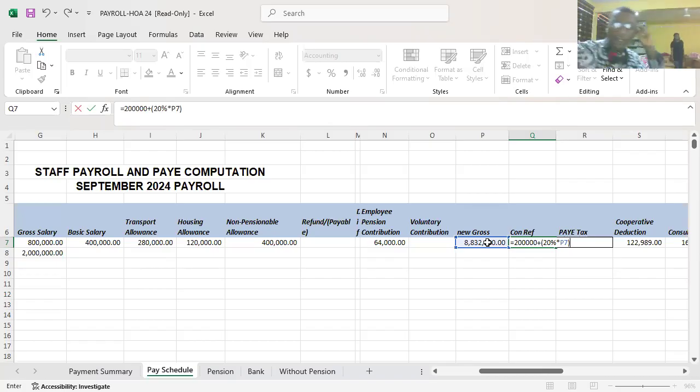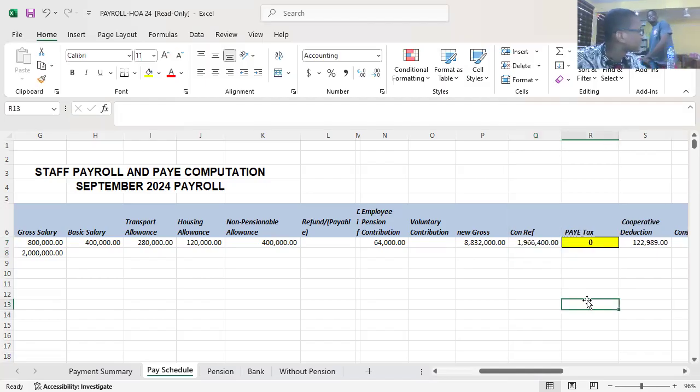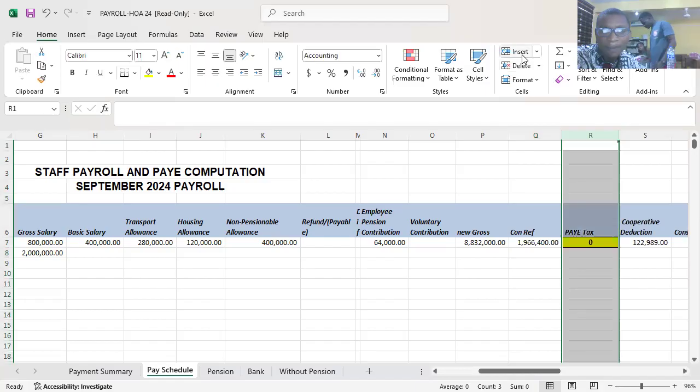Okay, so multiply by the new gross and you press enter. Do you get it now? 200,000 plus 20% multiplied by the new gross. So once you click enter, that will give you your relief. So your relief is 1.9 for the year. Relief has to be per year this way.